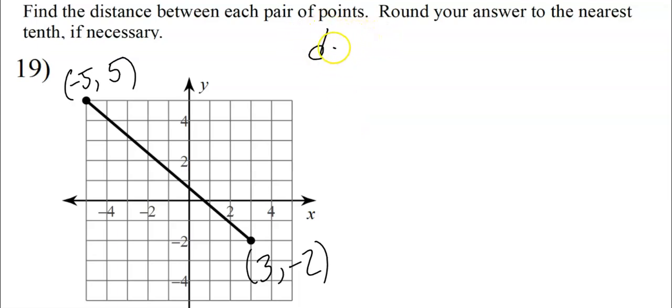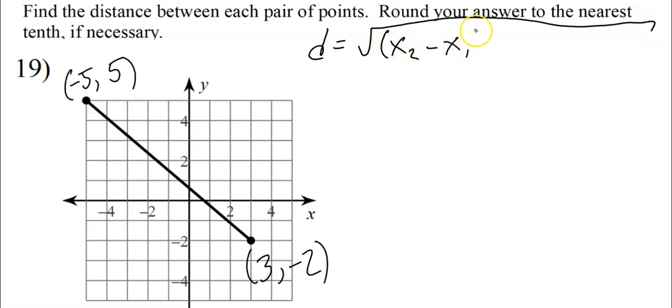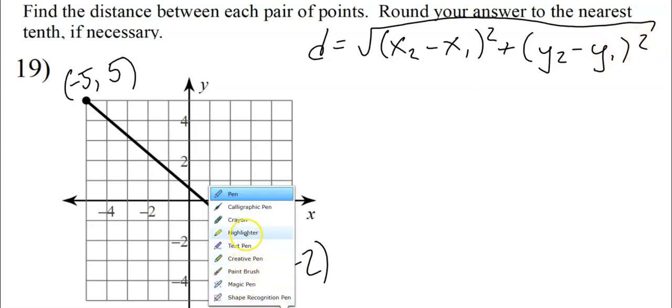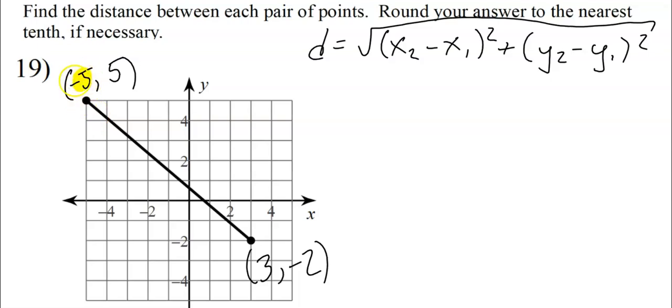So when I do the distance formula, we're going to do x2 minus x1. I always like to start off by writing my formula so I can color it up and go from there. All right, so let's get some highlighters in here. So first x value, first y value, x1, y1, x2, y2.